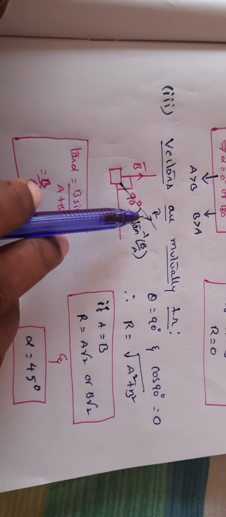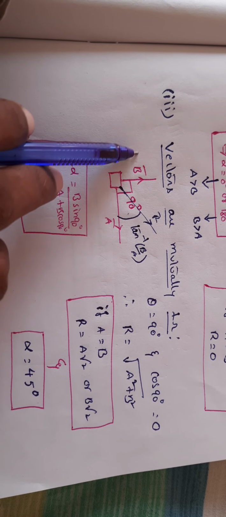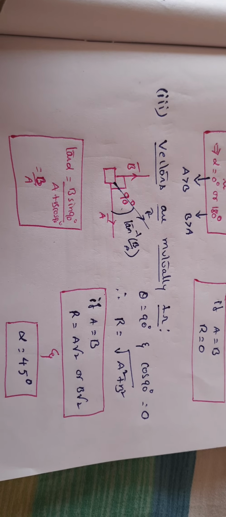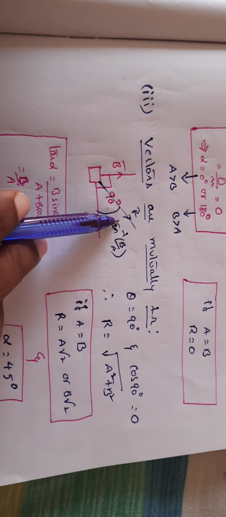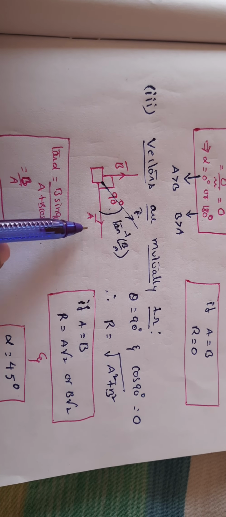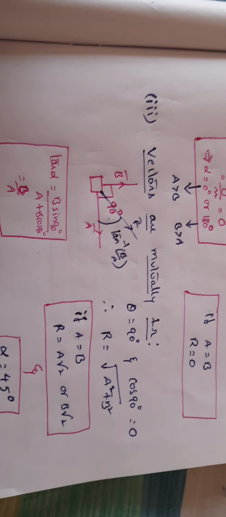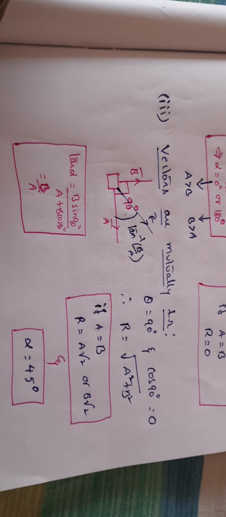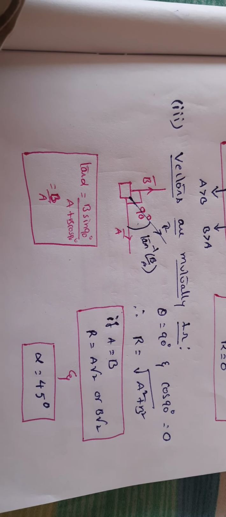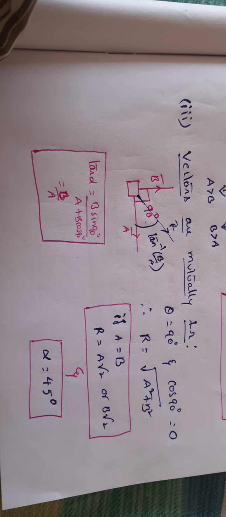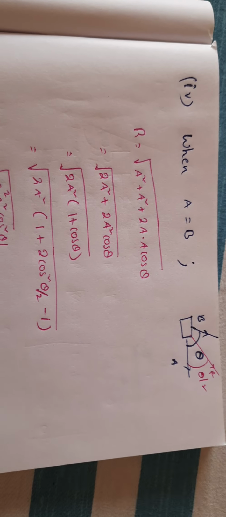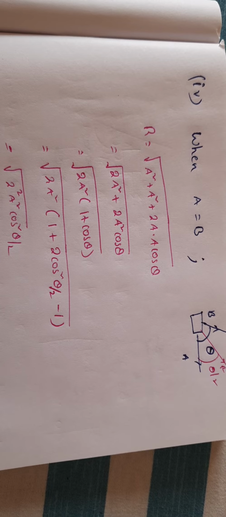That is, whenever these two are of equal magnitude, in the cases other than the above two cases, the resultant always bisects the angle between the two given vectors. This is a very, very important conclusion, my dear young minds. Right, now the other case is when A is equal to B. We are going to generalize it.